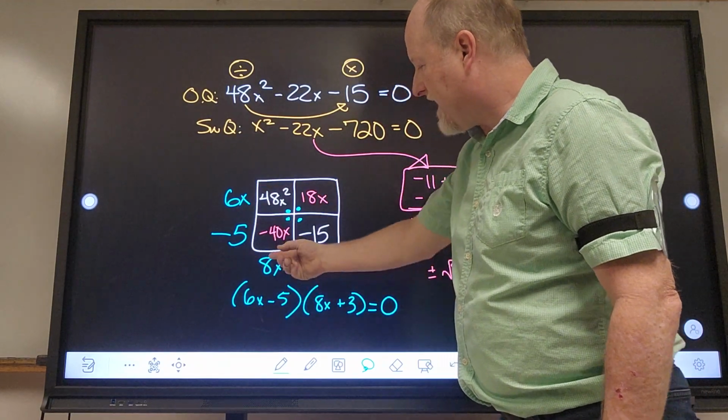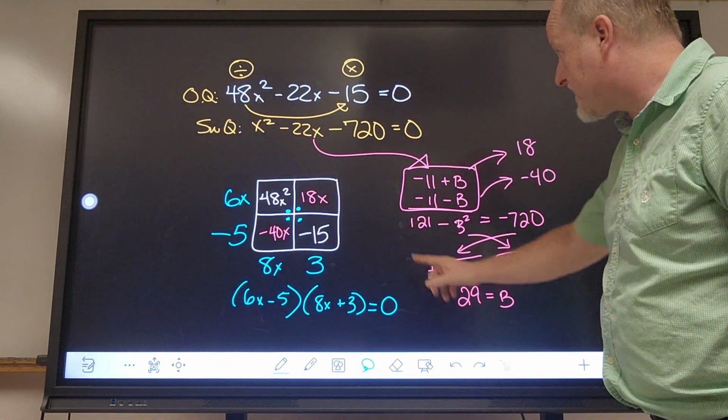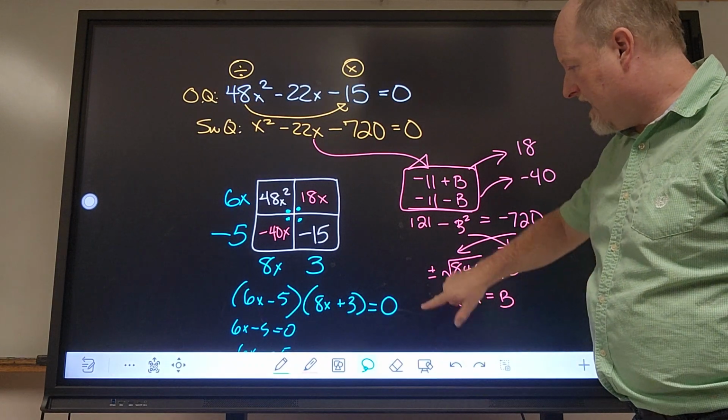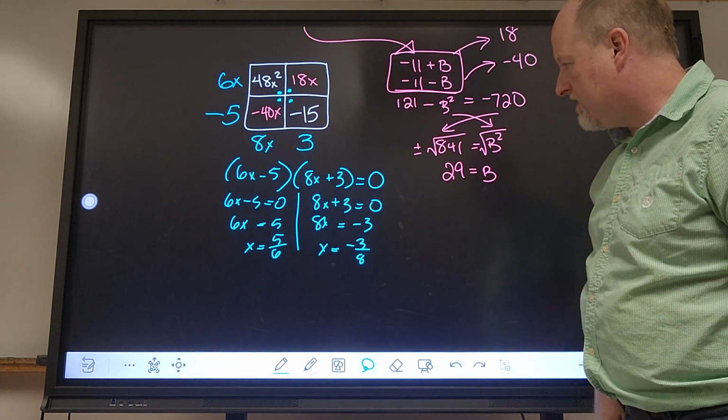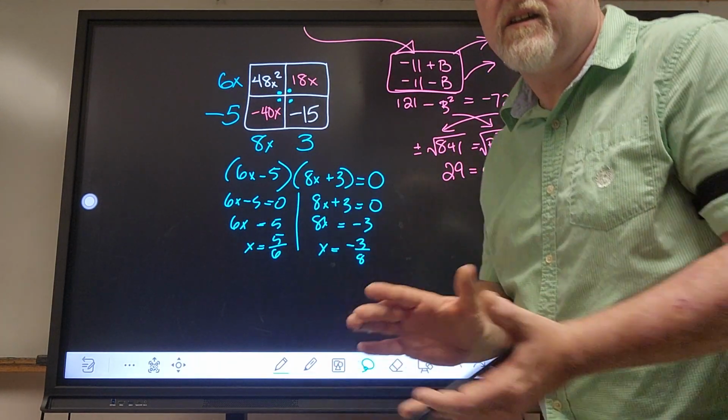These labels are one factor. These labels are the other factor. It's still equal to 0. And we can now solve both halves. And it's done.